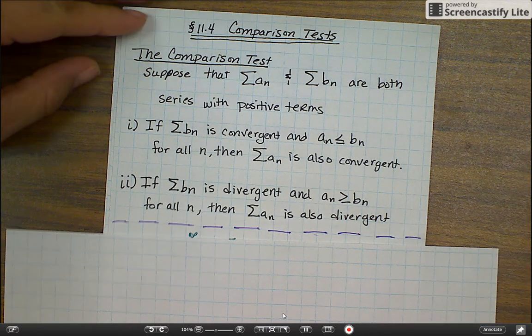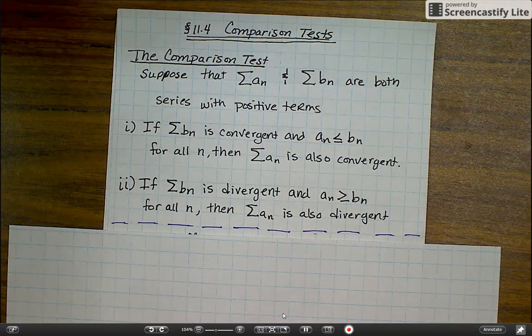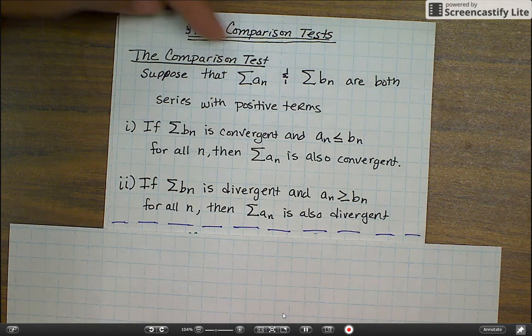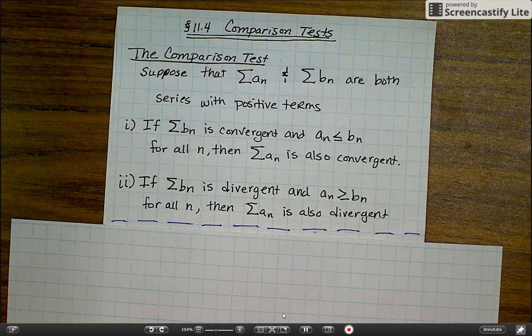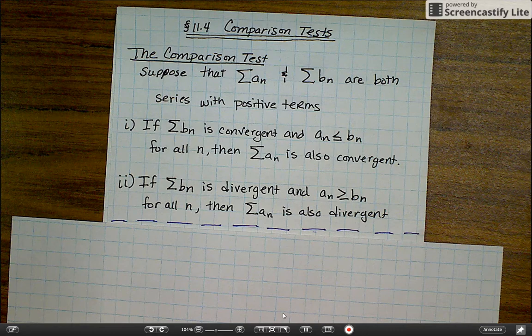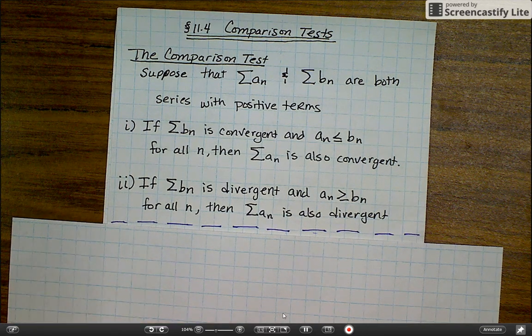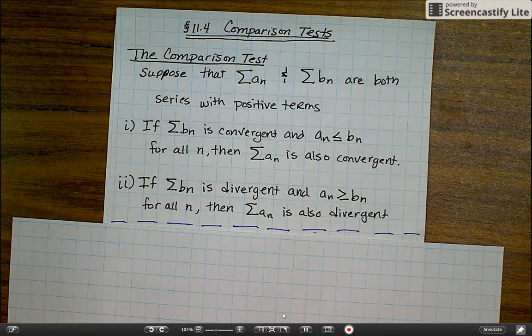So the first thing is there are two comparison tests. One is the comparison test, which is this one here, and there's another one called the limit comparison test. So the comparison test here says suppose that you have a series An and the series Bn, and both are series with positive terms.